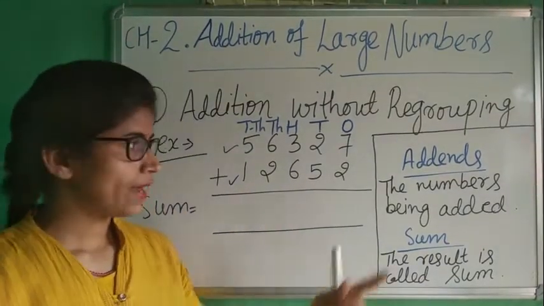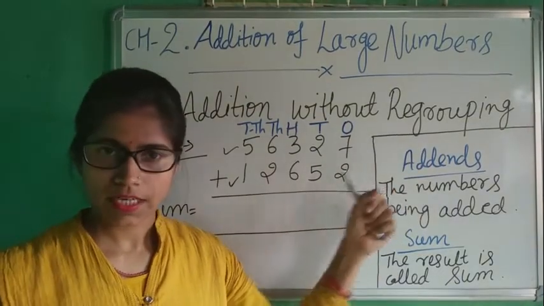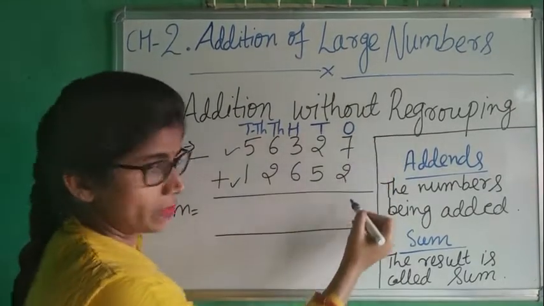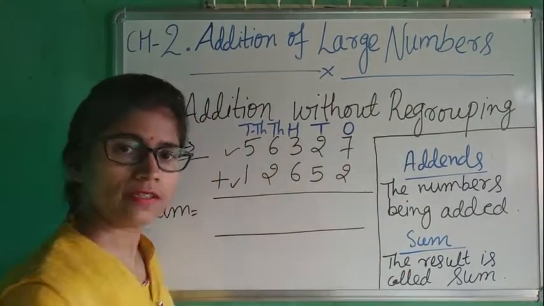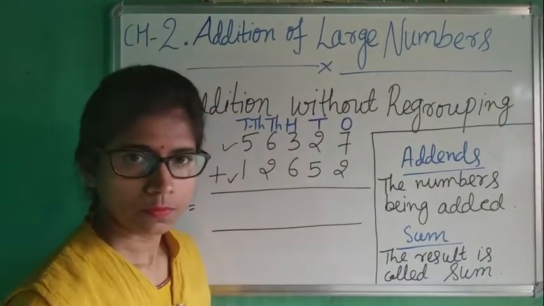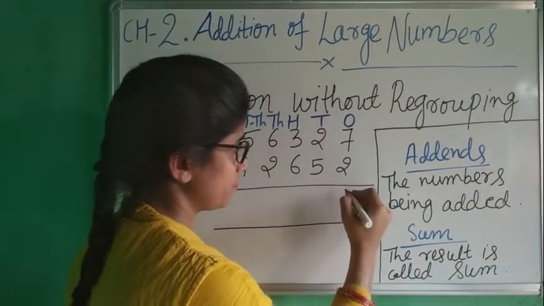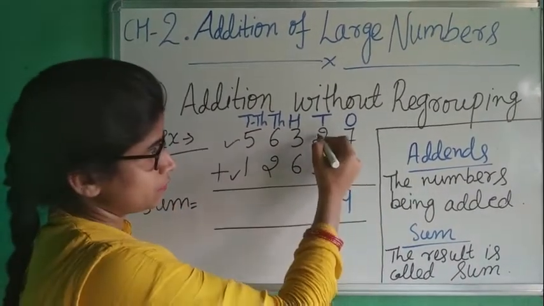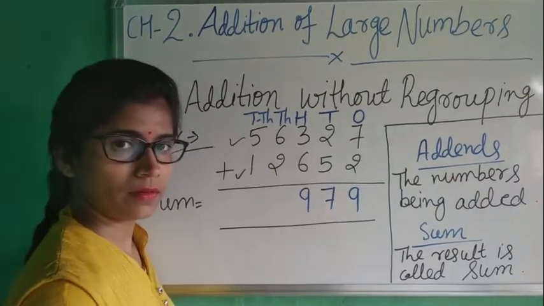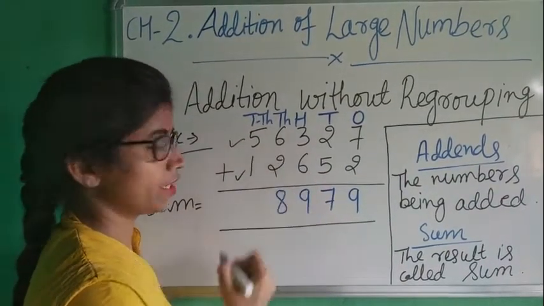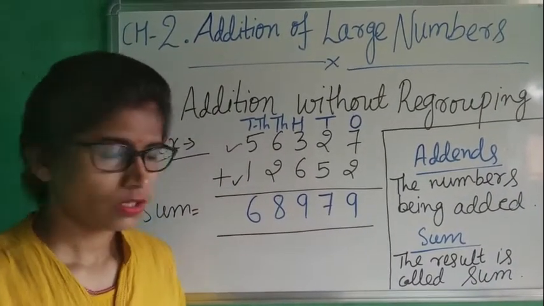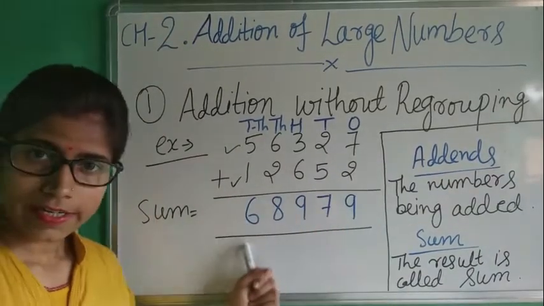For addition, you have to proceed from the right side. Every time you have to start addition from the right side. So start from the ones place. From the right side, your first place is ones place. Start addition. 7 plus 2, what will you get? 9. 2 plus 5, 7. 6 plus 3, 9. 6 plus 2, 8. And 5 plus 1, 6. Okay students, so this is your result after addition.